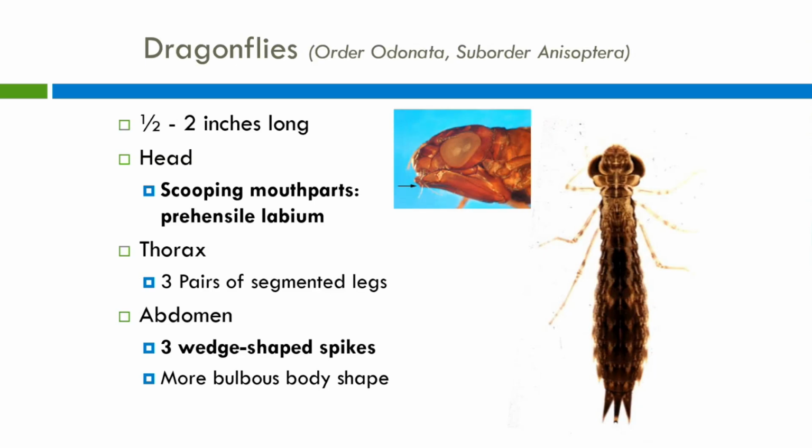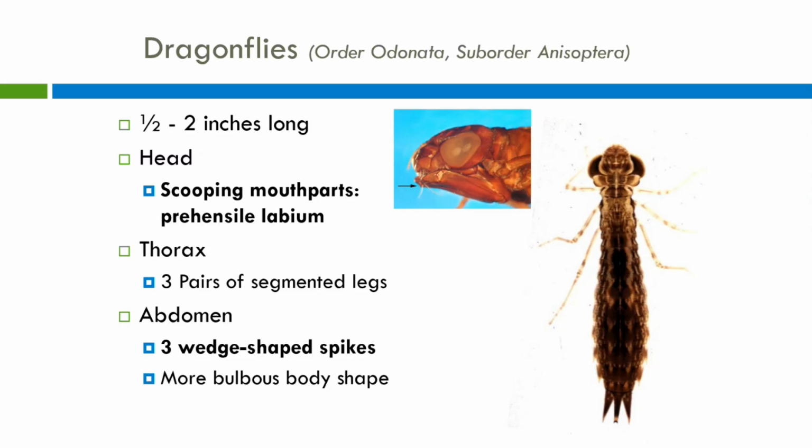Another organism that has that lower labium that is able to extend out, that mask, is the dragonfly. This is in the same order as the damselfly, but a different suborder. Now, dragonflies can be anywhere from a half inch long to about 2 inches long. They can get pretty large. They have a head, the 3 pairs of segmented legs, and the abdomen. The other ones we were looking at are streamlined from head to abdomen.